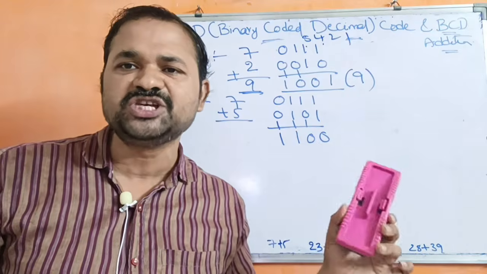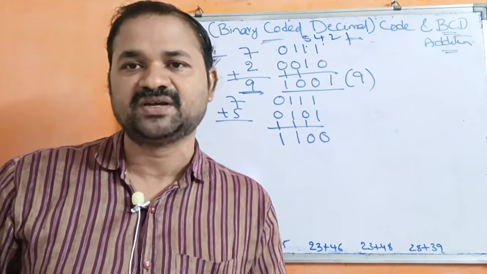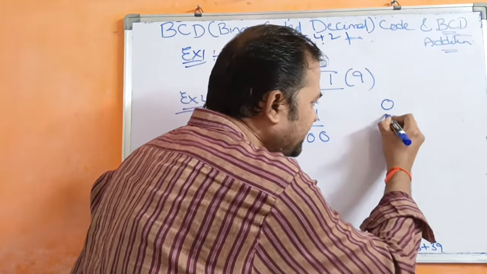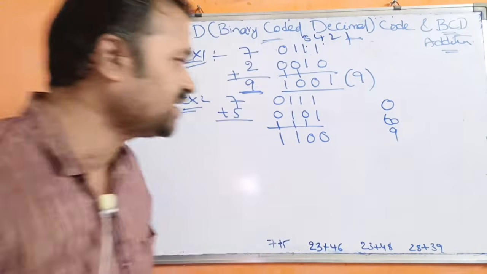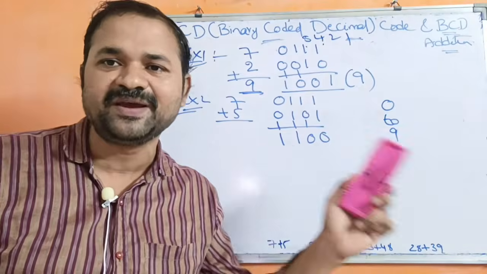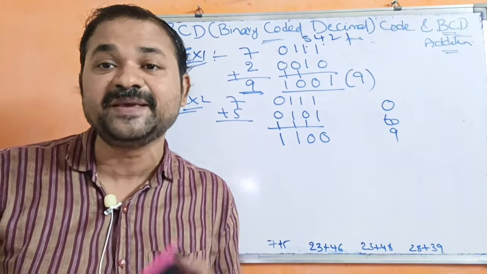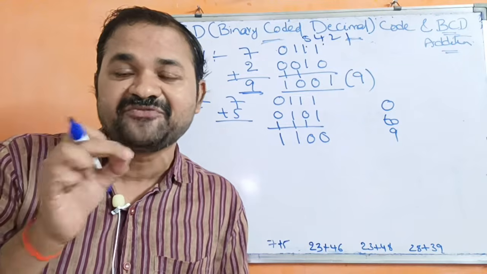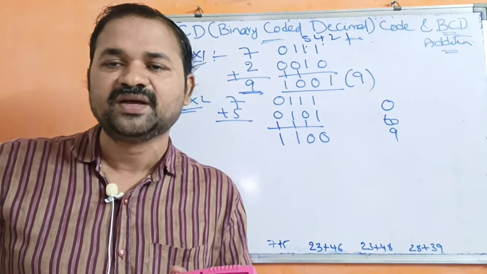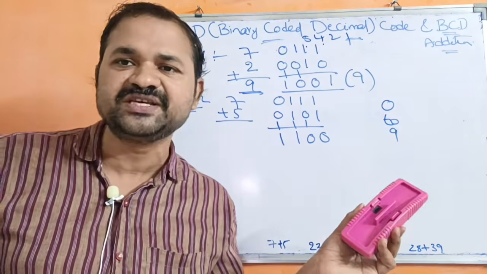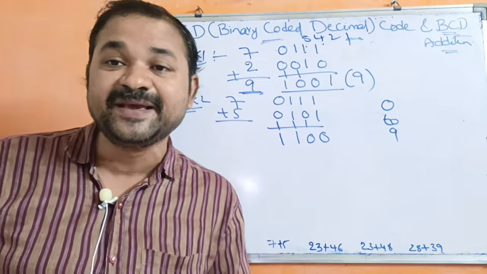So 1100 is not a valid BCD digit. Why? Because BCD notation means we can represent the decimal digits only from 0 to 9. So 1100 means 12. How to represent 12 in BCD notation? We have to represent 1 with the help of 0001 and 2 with the help of 0010. So we can say that 1100 is not a valid BCD digit.